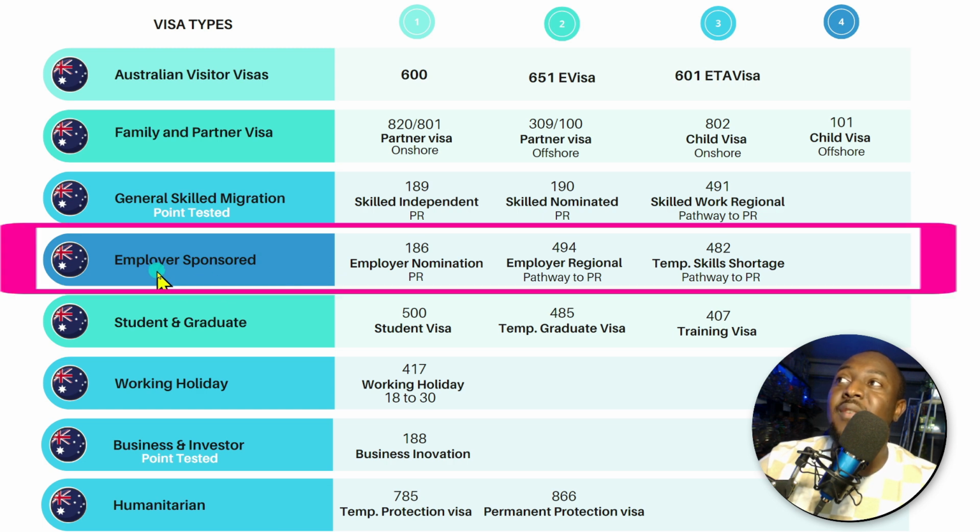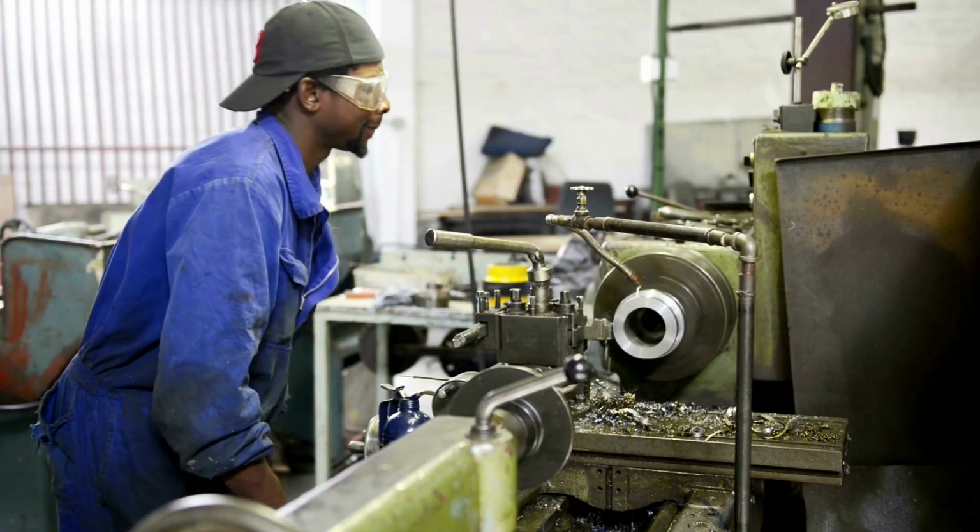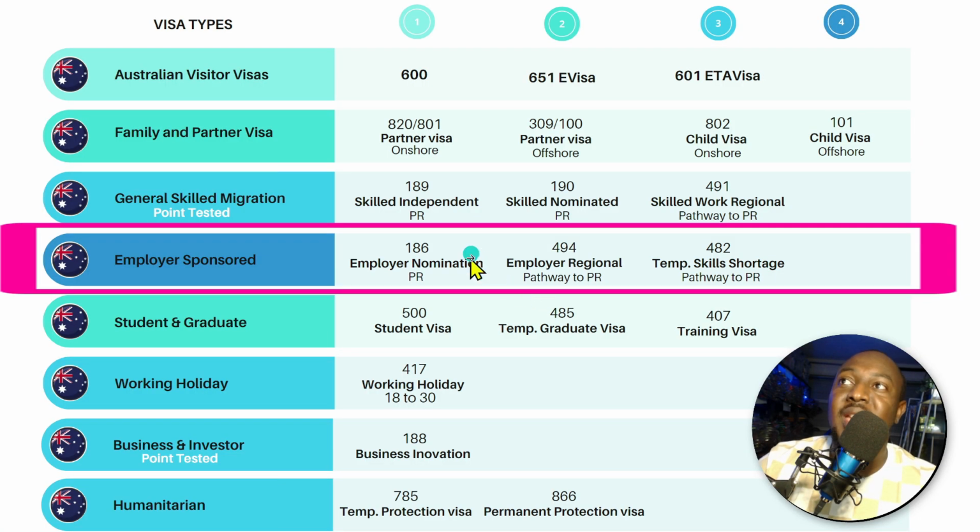Now, coming down, we have the employer sponsored. Okay, so again, the employer sponsored is kind of similar to the general skilled migration. They also have an occupation list. Okay, but with this, you are getting nominated by an employer. An employer needs to nominate or sponsor you to come and work in Australia, if that makes sense. So again, we have the visa subclass 186, 494, and 482. These visa subclasses are not point tested, which is really awesome.